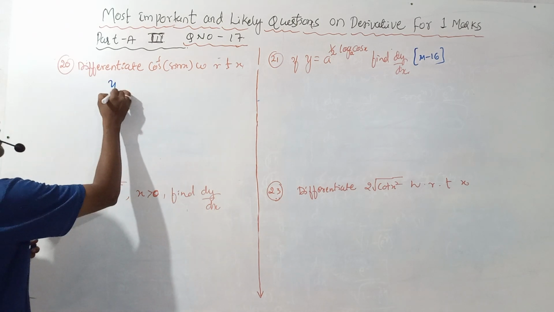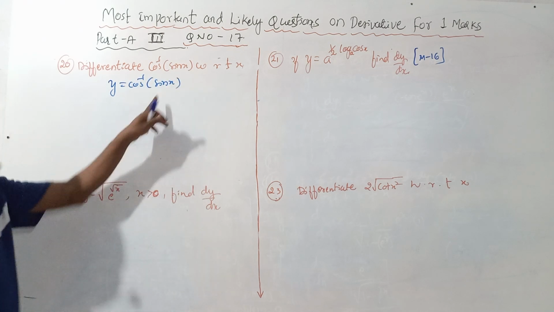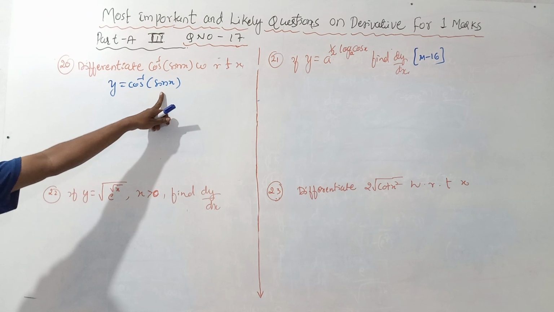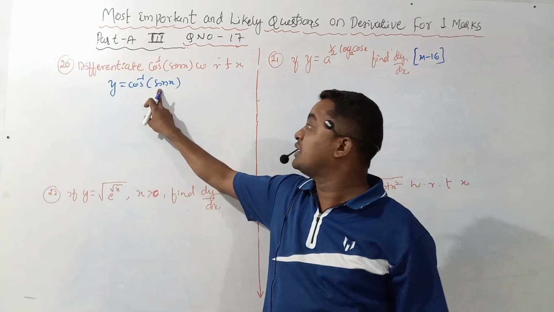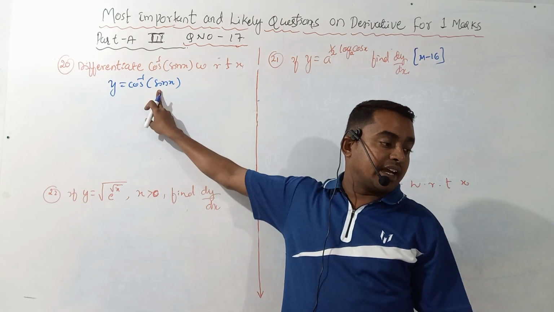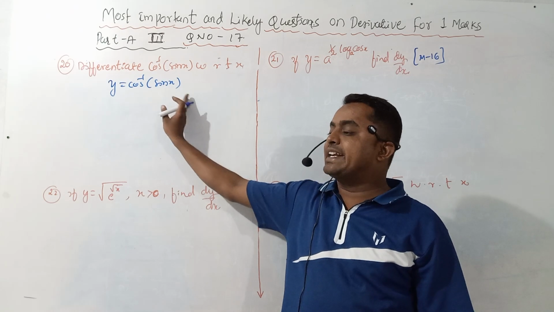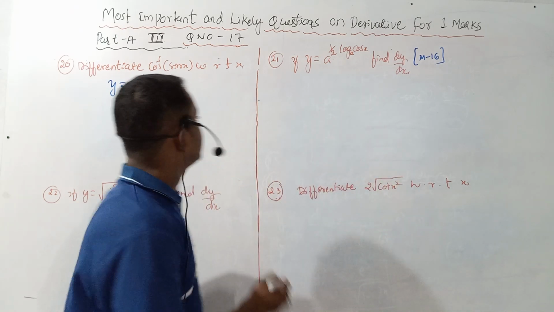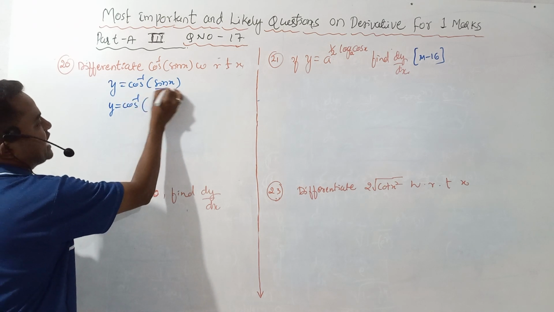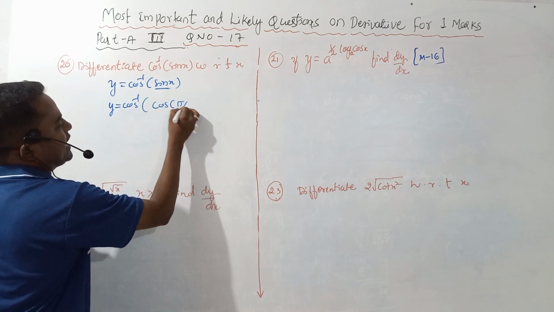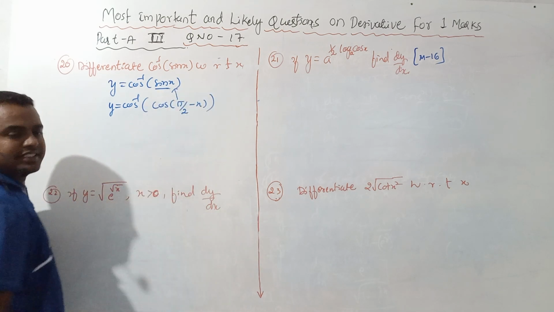Write first, y is equal to cos inverse of sin x. Write the sin inside the bracket in terms of cos, using complementary angles of the trigonometric function. Cos 90 minus x is sin x. That is, y is equal to cos inverse of sin x can be written as cos inverse of cos 90 minus x.